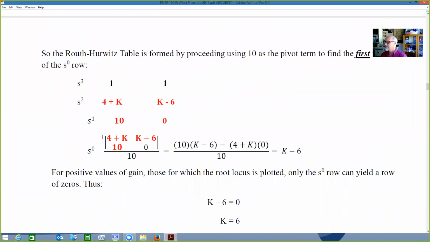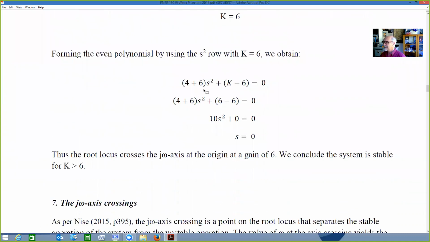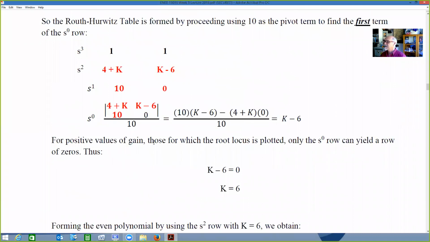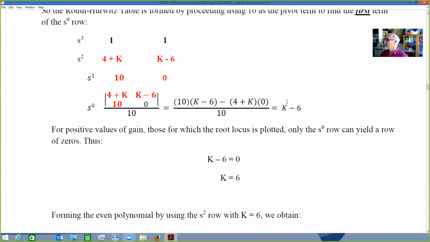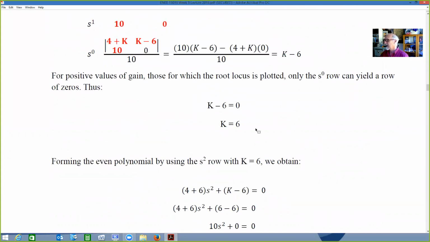So we're going to calculate this first term here, and then as we go through, we can see that we get a little expression here. So for positive values of gain, those for which the root locus is plotted, only the S0 row can actually yield a row of zeros. So when you do that, we've got K minus 6, so that equals 0. That's how we evaluate it. So therefore our gain must be 6.